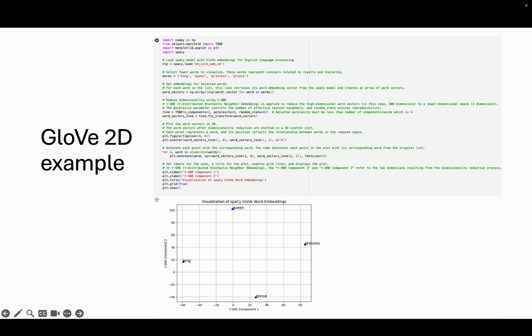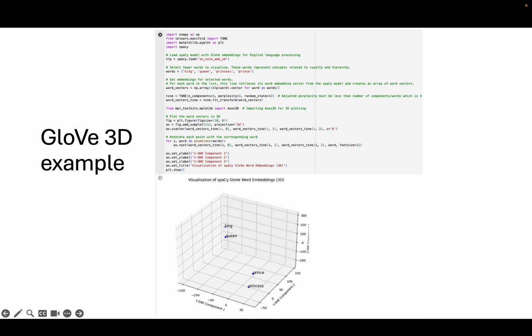So you notice that king and queen are positioned close together in the top left corner, indicating their association as royal titles. Whereas princess and prince are situated in the lower right corner, reflecting their more familial relationship. This plot gives a kind of insightful representation of the semantic nuance captured by the word embeddings. And it tells us about the intricate interplay of language within the context of royalty and hierarchy.